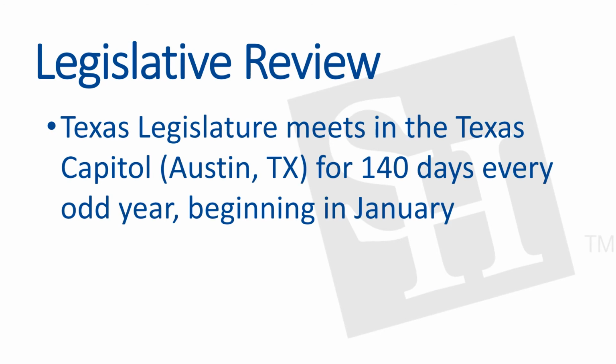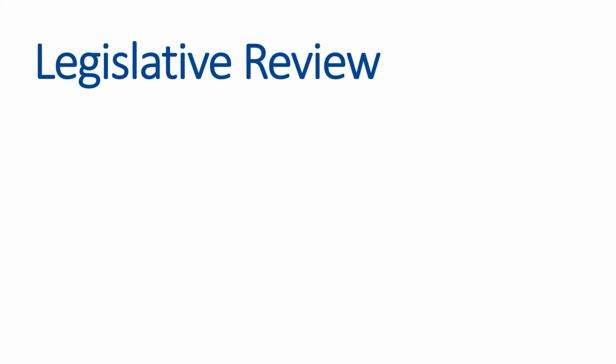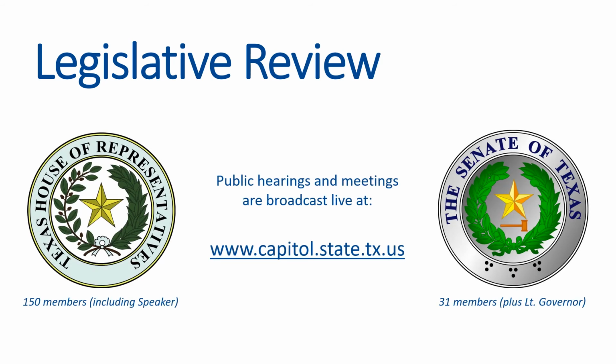The Texas Legislature meets in the Texas Capitol, which is in Austin, Texas, for 140 days every odd year, beginning in January. The governor can call an unlimited number of special sessions after close of regular session at a maximum of 30 days each. The Texas Legislature consists of the House of Representatives and the Senate. Public hearings and meetings are broadcast live at capitol.state.tx.us, so anyone is able to watch.